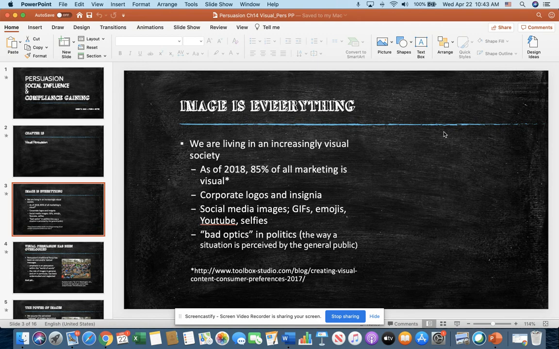a changing scenario. It's an increasingly visual society, and some of us would think it's already there. We've already arrived at a visual society, but at least from an academic perspective on the issue, we're not there completely yet. But we do have corporate logos and insignias that we see all the time, social media images, emojis that we're all familiar with. I tend to use the same one or two emojis all the time. I don't venture into the variety that is out there.